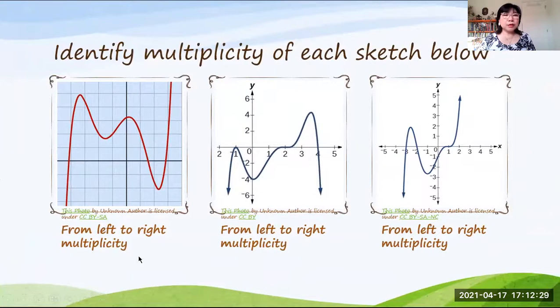The purpose is I will let you key in multiplicity 1, and then 1 again, and then 1 again. So in here, you will key in 1, comma, 1, comma, 1. Now from left to right, the multiplicity here, you will key in 2, because this is degree 2, right? At x equal minus 1, we have multiplicity of 2.